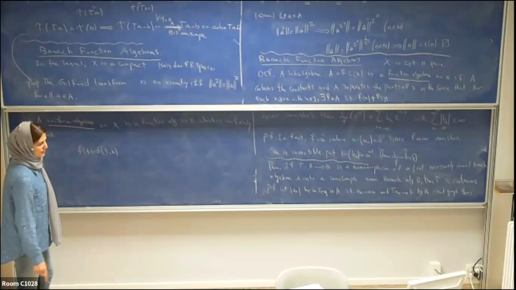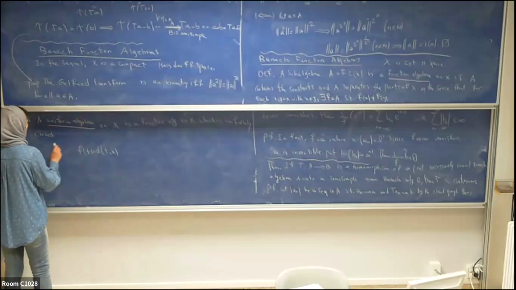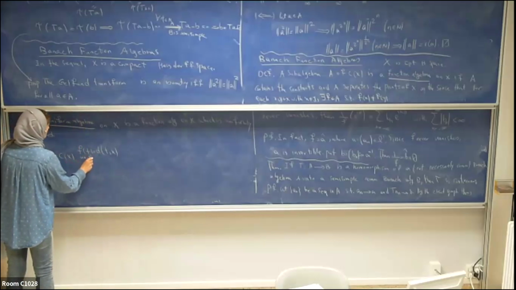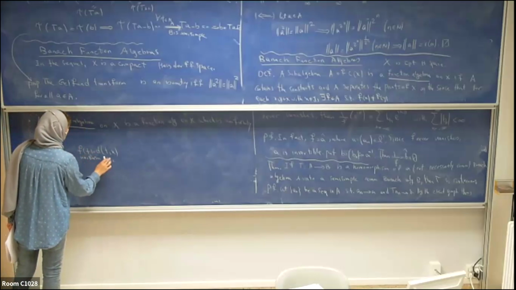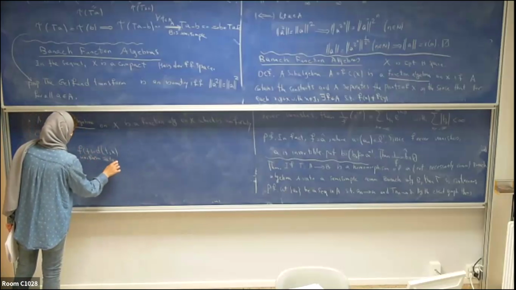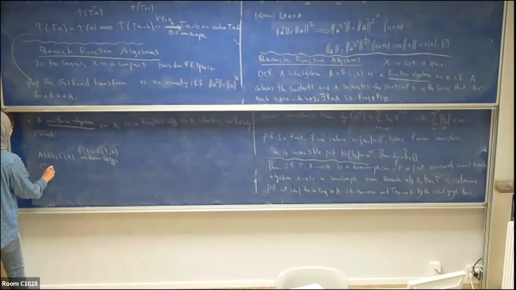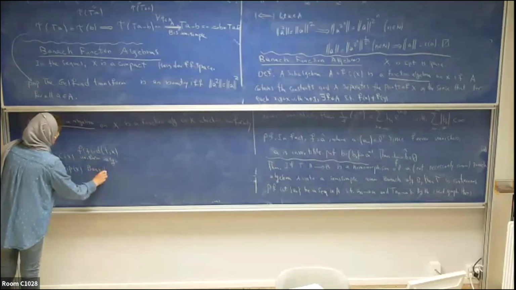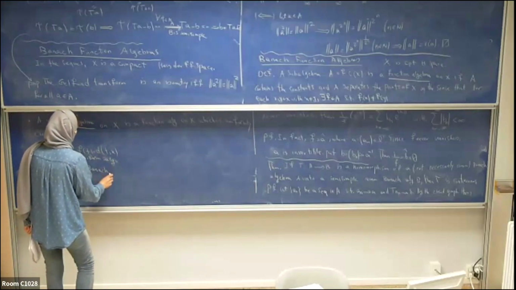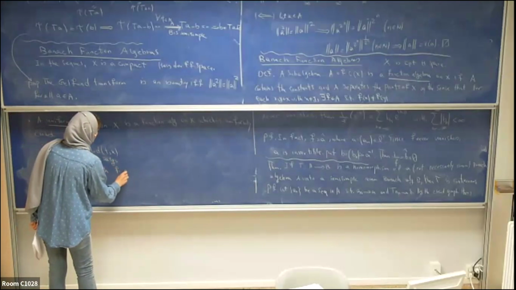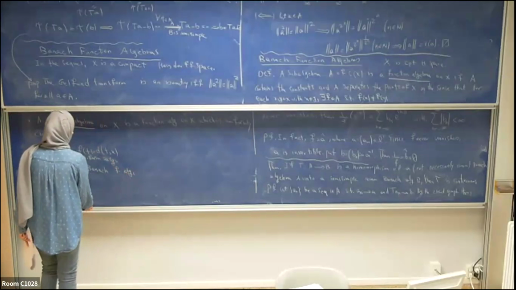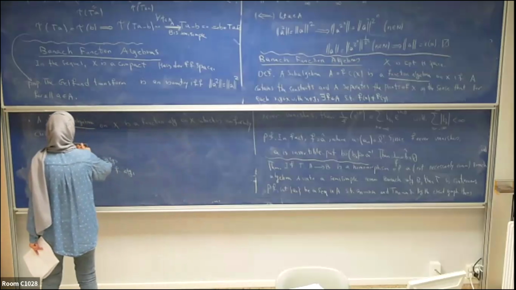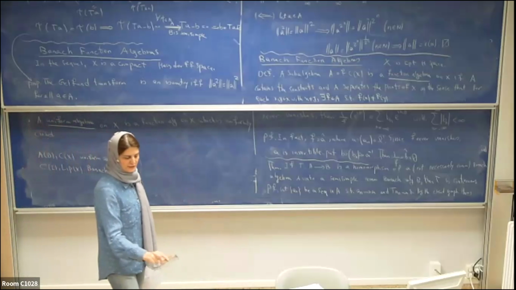So there are Banach function algebras: the disk algebra and C of X are uniform algebras. But for example, C^n and Lip of X are Banach function algebras, because their norms are not the sup norm. And all of them contain the constants and separate the points.